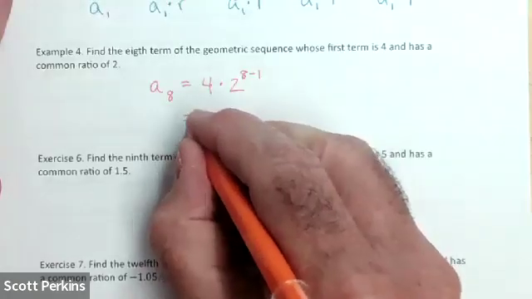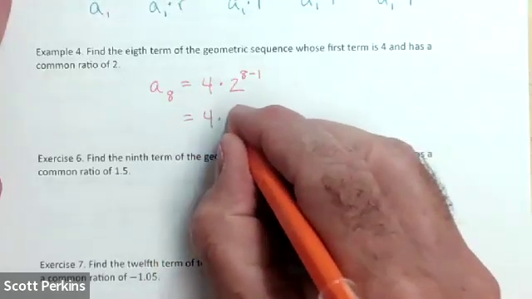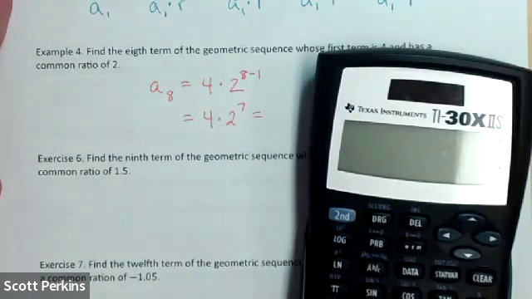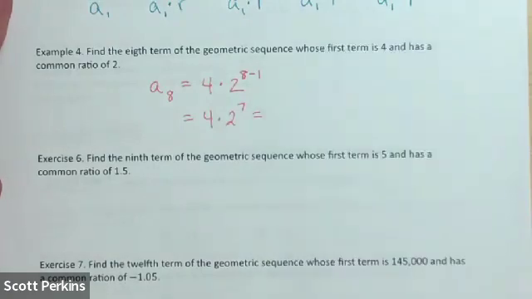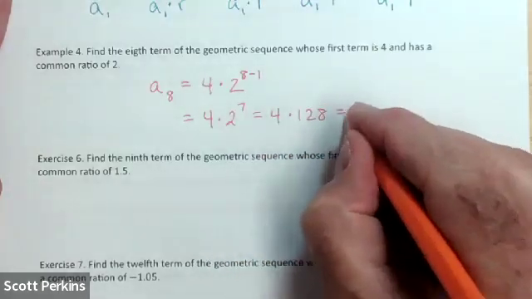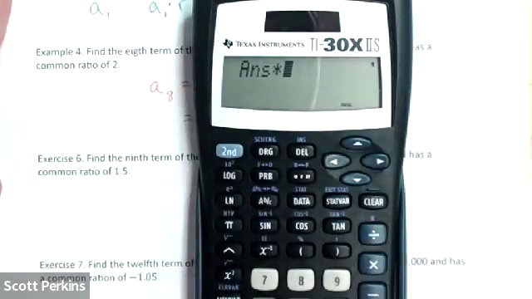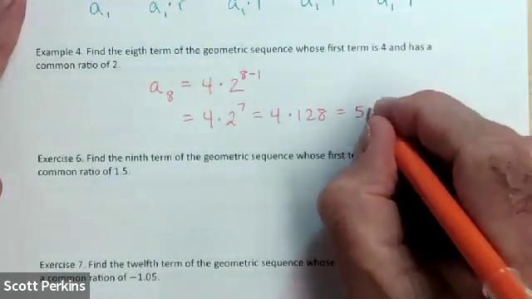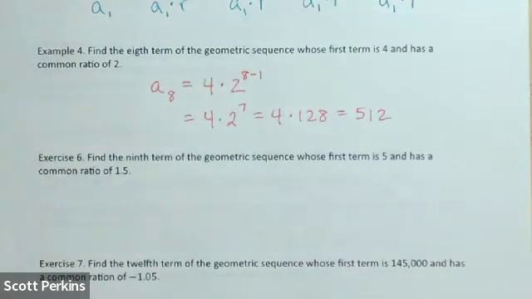All right, so when I simplify that, that's 4 times 2 to the 7th. Now remember order of operations, we talked about that. We do the exponent first. So I go into my calculator and ask, what's 2 to the 7th power? 2 to the 7th power is 128. So that's 4 times 128. And 4 times 128 is equal to 512. So if I was to list out the terms, the 8th one would be 512.